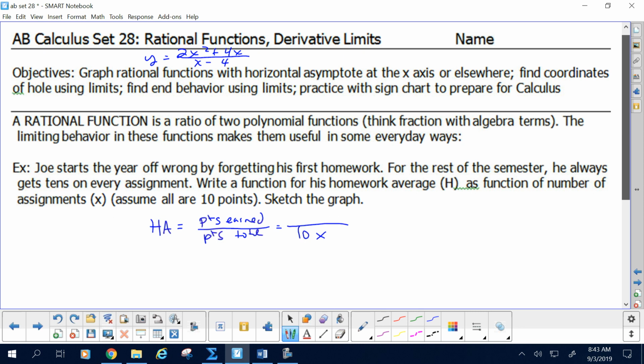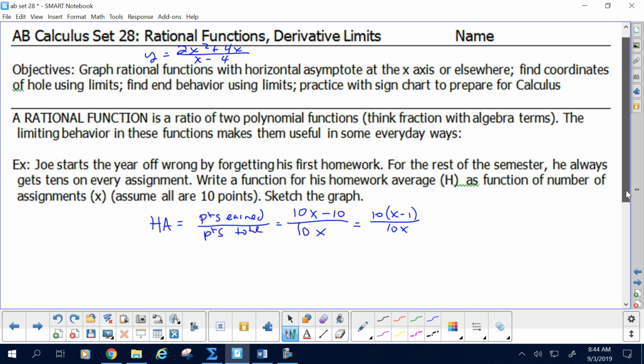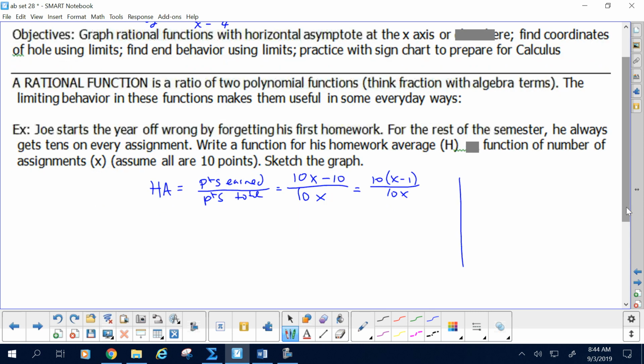How many points has Joe earned at any point? He didn't get 10 on the first one, but he did get 10 on every other, so 10 times, you could say 10x for the total points take away 10, because he didn't get a 10 on the first one, or you could also say 10 times x minus 1. I heard that also, and that is 100% true. With me?